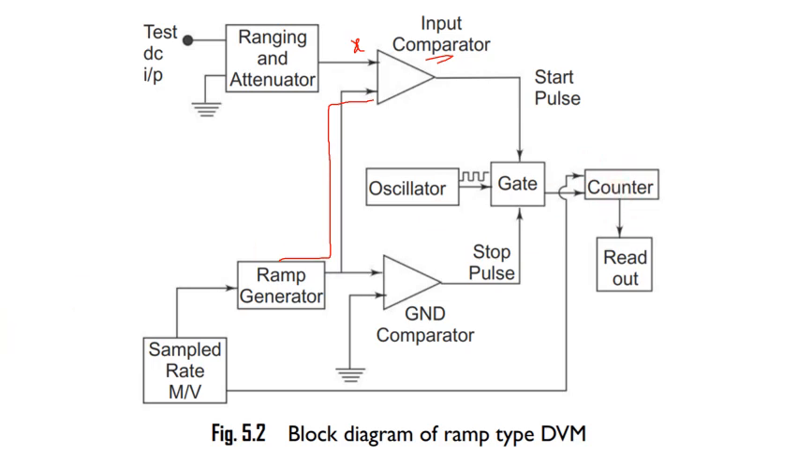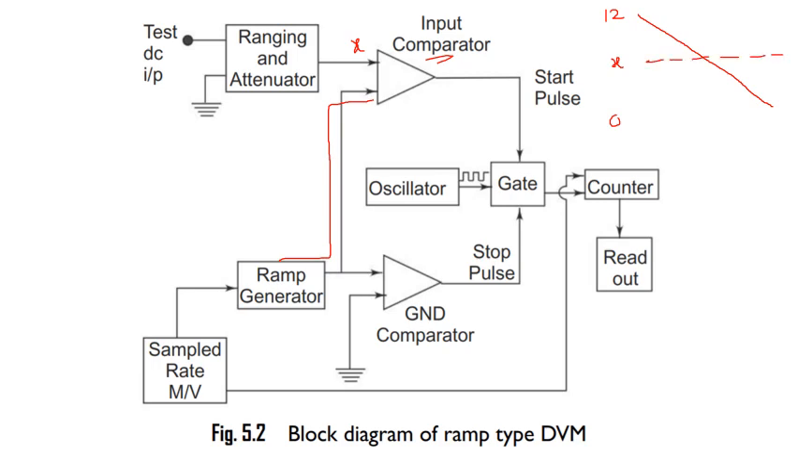So what we have is, you have a ramp signal that is from 12 volts to 0, and you want to measure some voltage X.